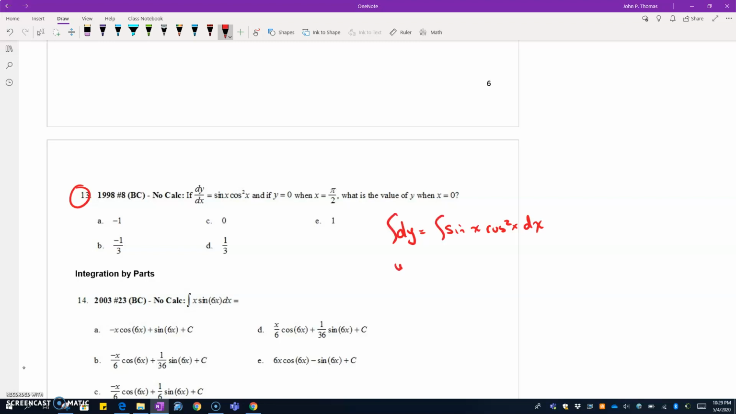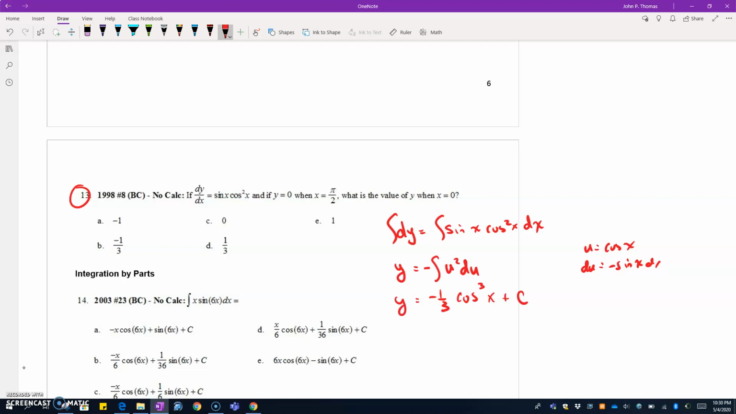Over here, I just get a y. On this side I'm going to need to do a u substitution. So I'm going to let u equal cosine x. Then du equals negative sine x dx. So I've got the integral, and I'm going to need a negative to counterbalance the negative sine x. So negative u squared du. That's going to be raise and divide, so negative 1/3 u cubed, which is cosine cubed x plus c. So that's my general solution.